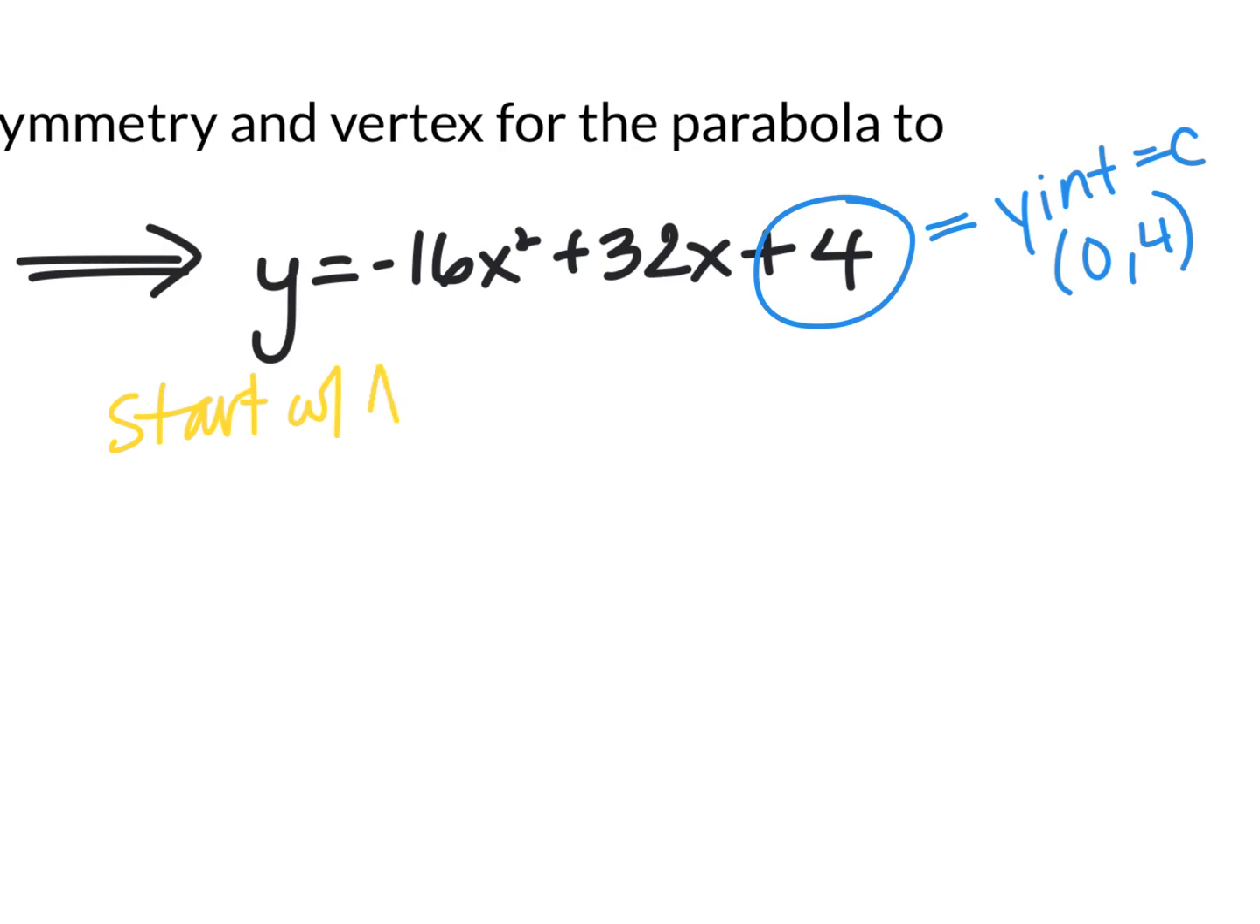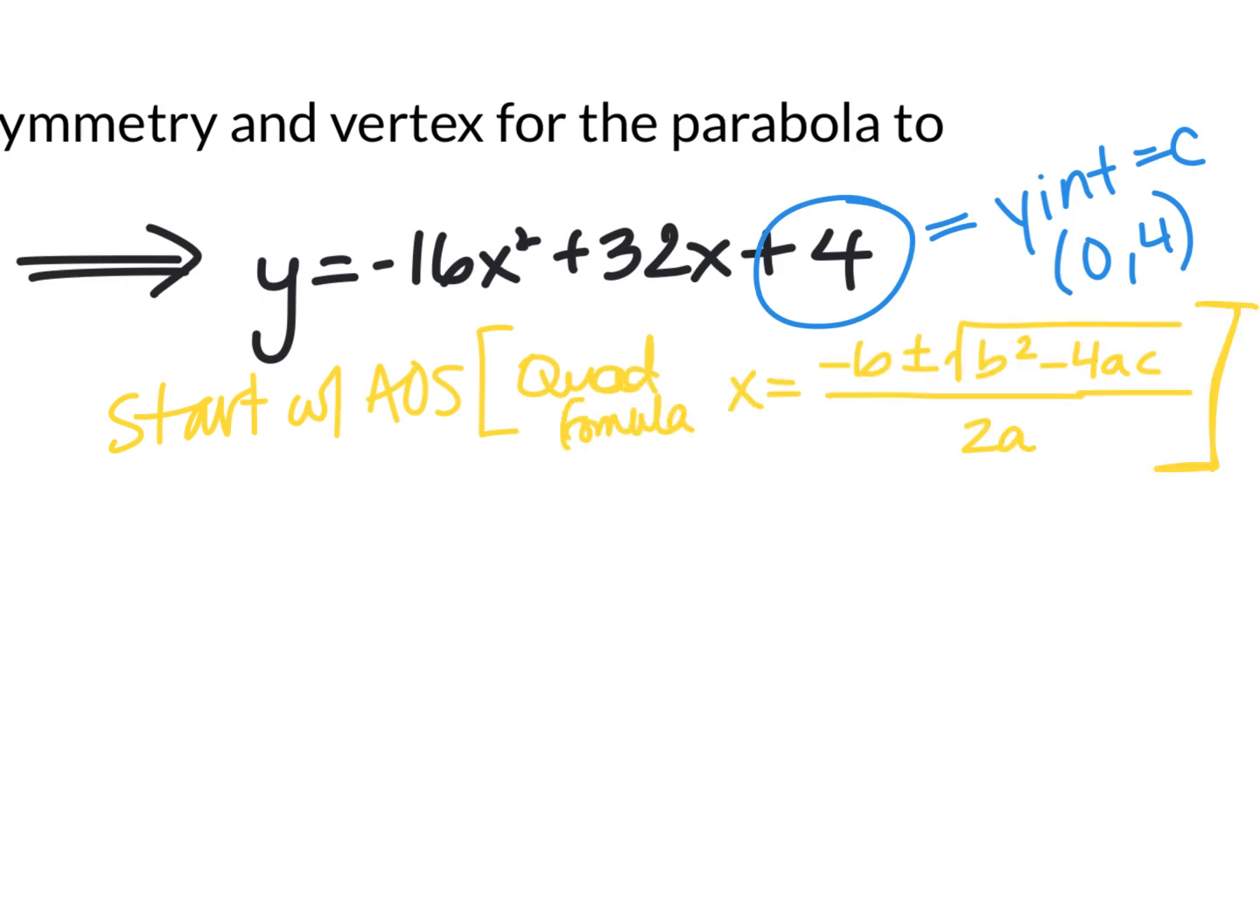When we start with the axis of symmetry, you need to know that it comes from the quadratic formula, so I'm going to write that down real quick. The axis of symmetry is just this first part: x equals negative b over 2a. At some point, you will have to memorize the rest of this in a few days, but for now, we're just going to start with x equals negative b over 2a.